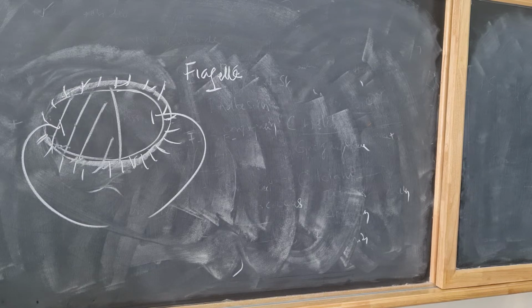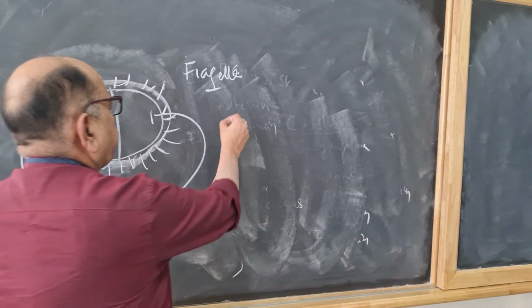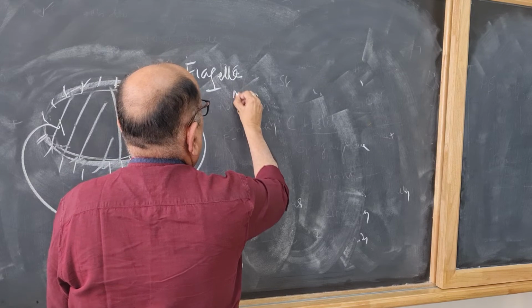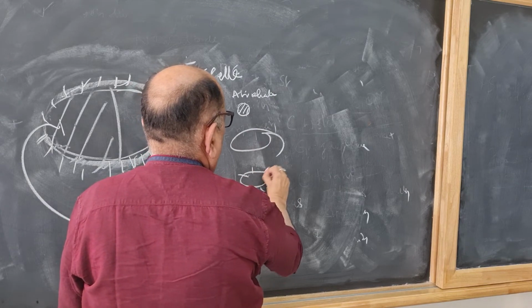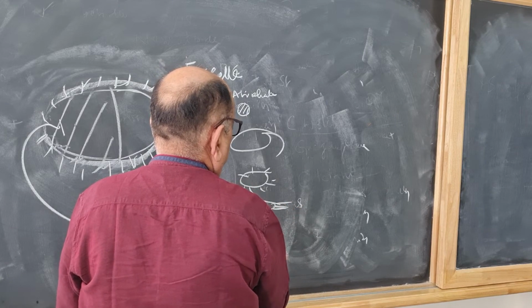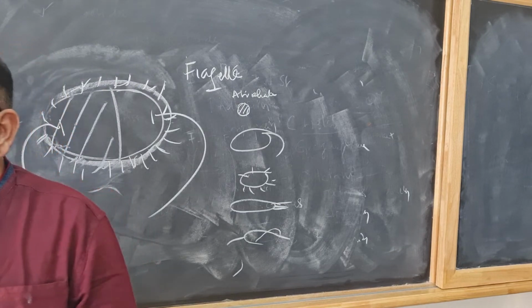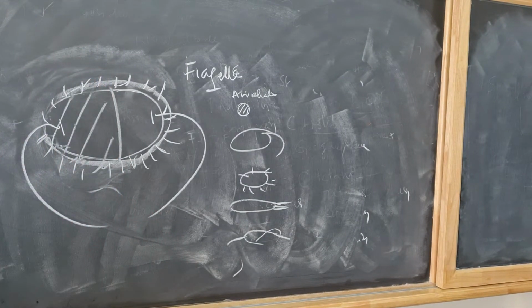Depending on the arrangement of flagella, bacteria are classified as atrichate, monotrichate, peritrichate, lophotrichate, and amphitrichate. Monotrichate has a single flagellum at one end, peritrichate has flagella all over the body, lophotrichate has a tuft of flagella at one end, and amphitrichate has flagella at both ends. Example of atrichate is all cocci.